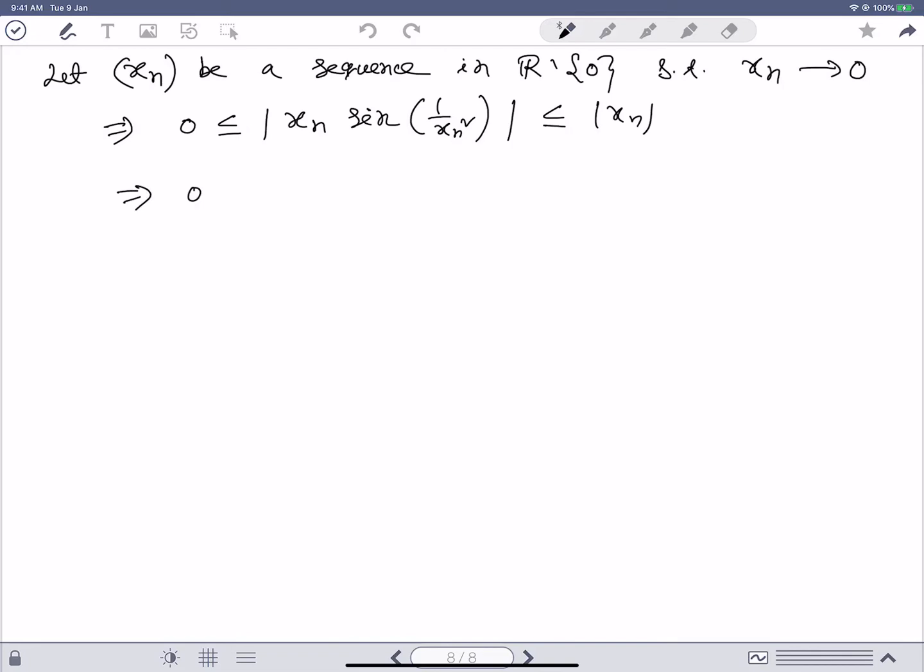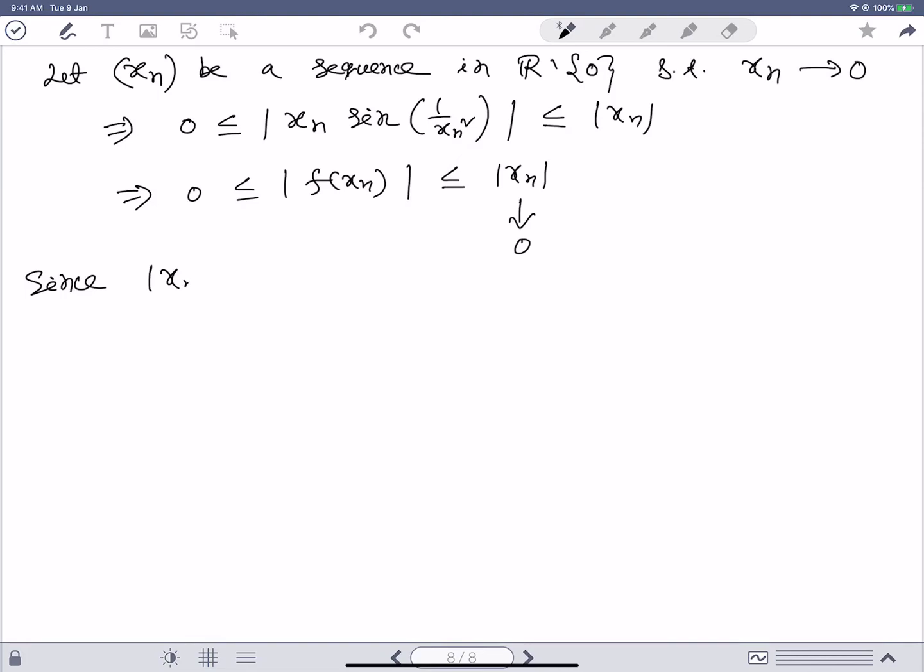That implies 0 ≤ |f(xn)| ≤ |xn|. Now we know that xn goes to 0, so therefore this goes to 0. So by the sandwich theorem for sequences, we have the limit, that is f(xn), also converges to 0.